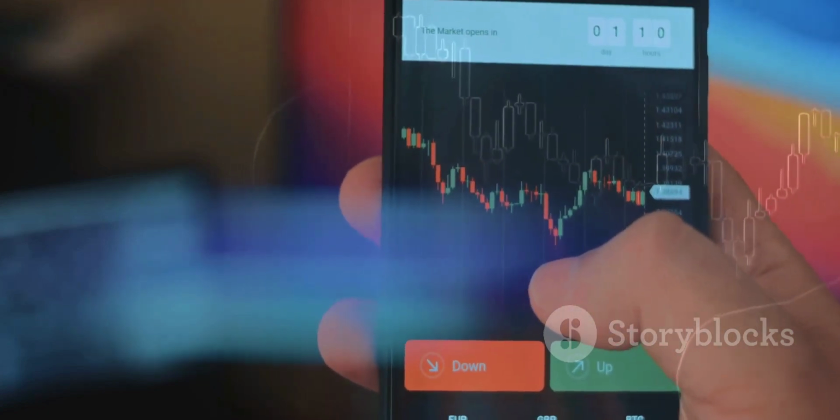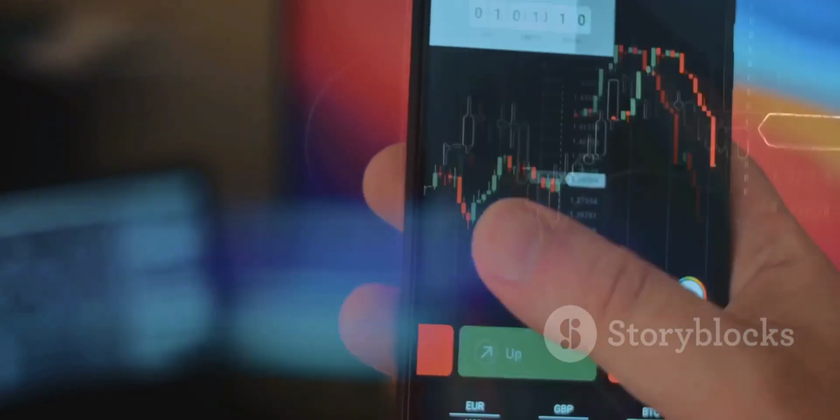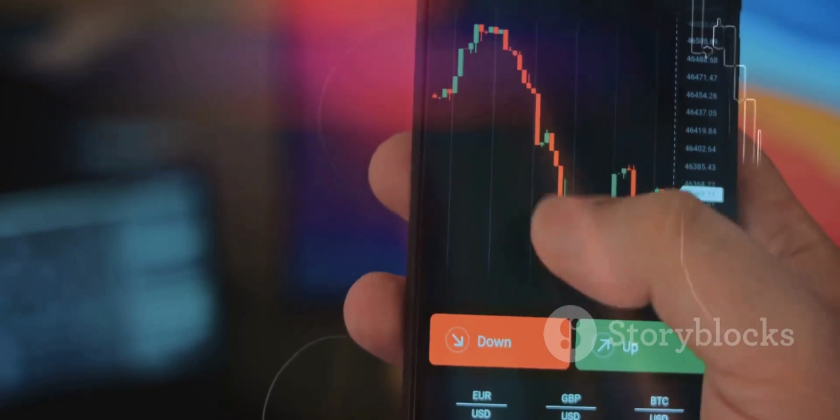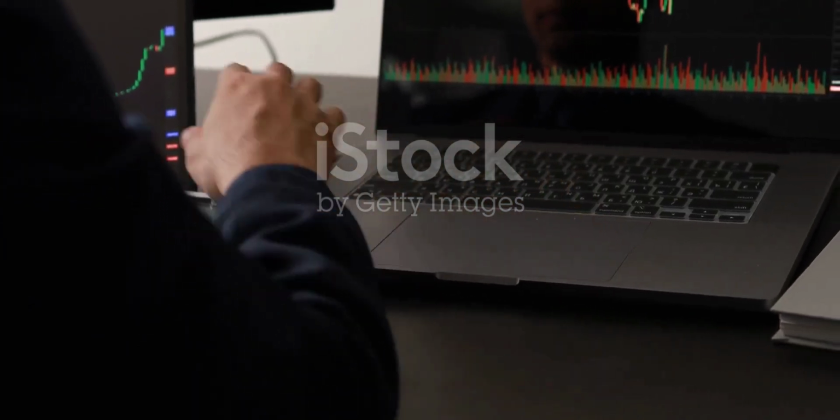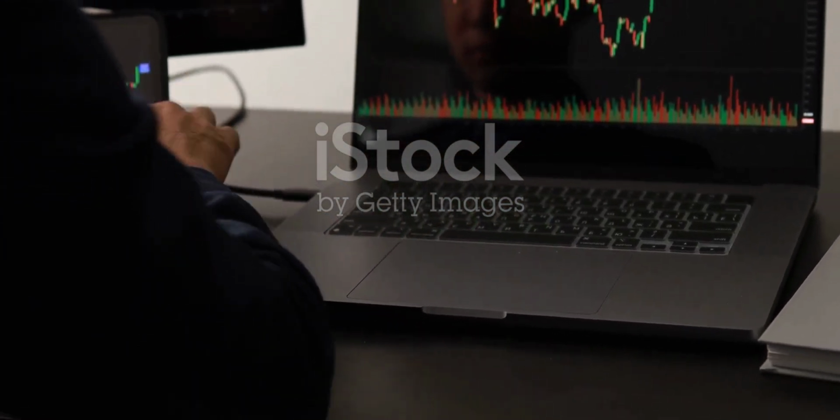Secondly, you don't need to own any assets. In traditional trading, you buy and sell stocks, commodities, or currencies. In binary trading, you just predict price movements. This makes binary trading accessible to everyone, even with a small budget. It's an easy way to dip your toes into the financial markets without needing a lot of money or experience.